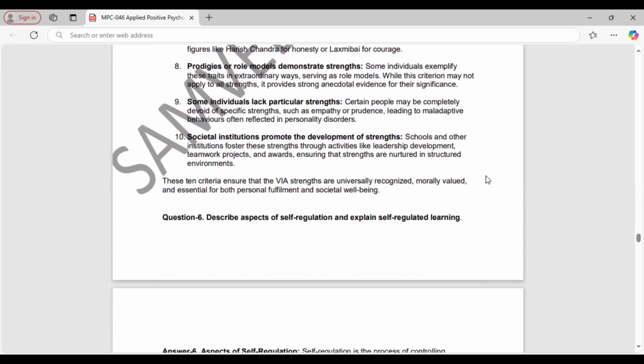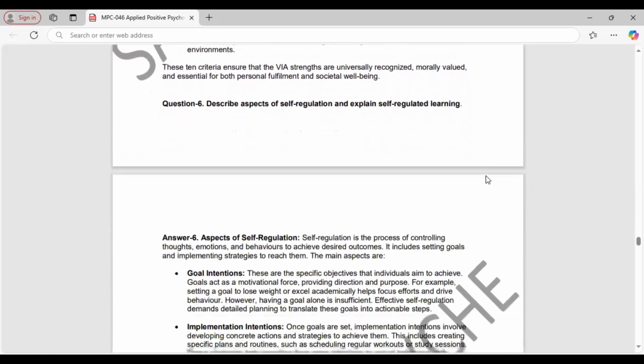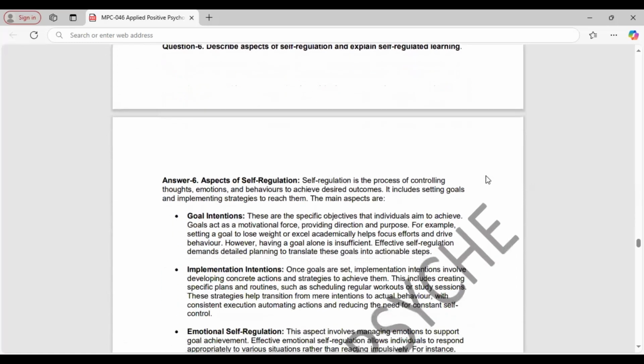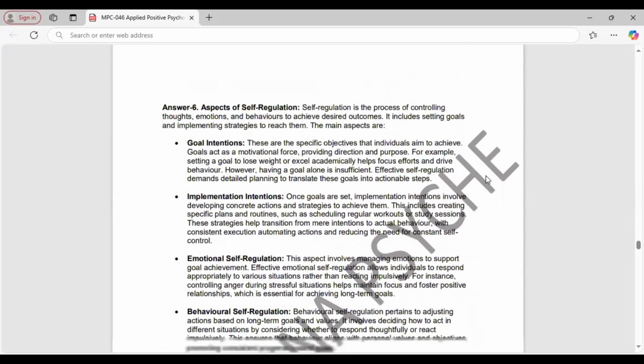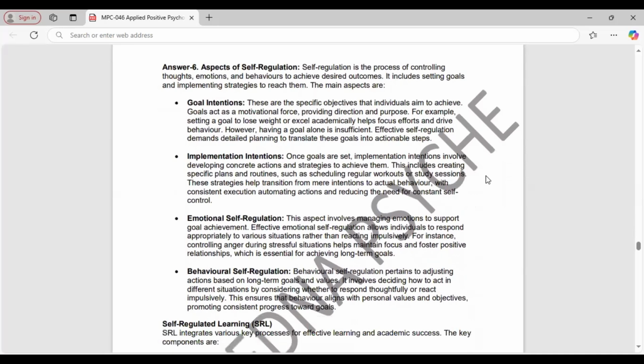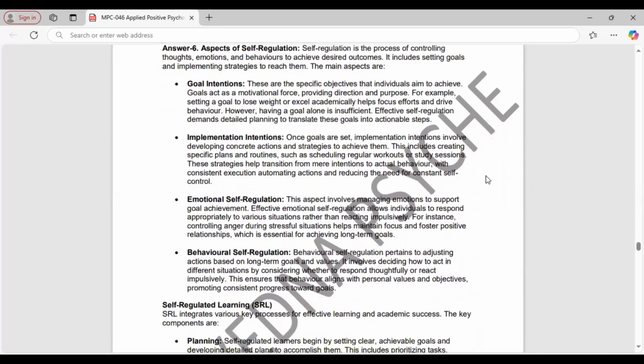Question 6. Describe aspects of self regulation and explain self regulated learning. Aspects of self regulation involve managing thoughts, emotions, and behaviors to achieve goals through effective goal setting and strategy implementation. Its main aspects include goal intentions. These are specific objectives individuals aim to achieve, providing motivation and direction. For example, setting a goal to lose weight helps focus efforts. However, effective self regulation requires detailed planning to translate these goals into actionable steps.